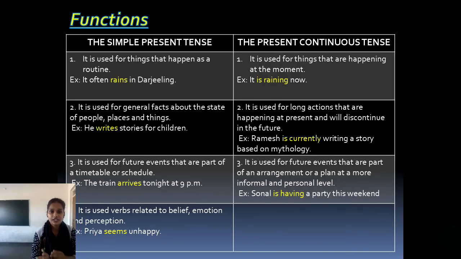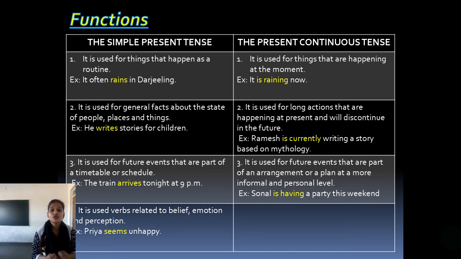Now, what are the functions of the simple present tense and present continuous tense? First, it is used for things that happen as a routine. जो चीज़ें रूटीन में होती है, we use simple present tense for that. Like example, it often rains in Darjeeling. Darjeeling में ज़्यादातर rain होती रहती है, so it happens in the routine. That's why you use simple present tense.